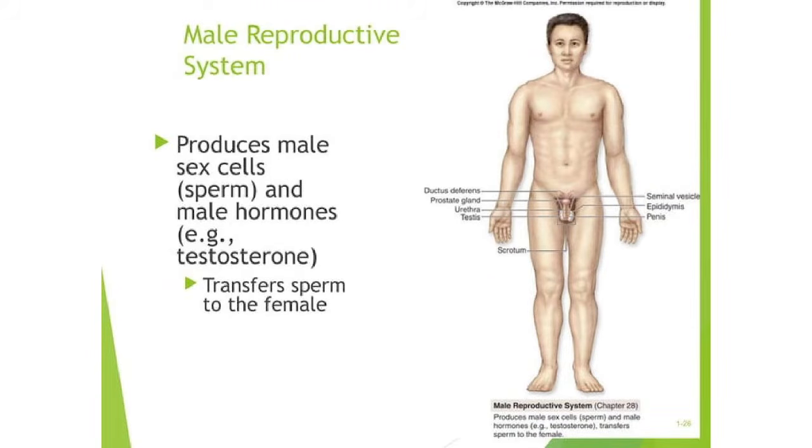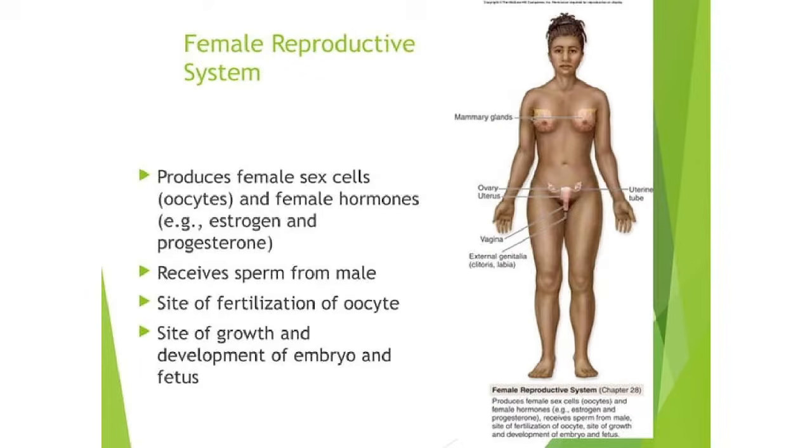Next one, male reproductive system, which helps in having children. If there is any problem or any hormonal problem, we should know that. Okay. Next, female reproductive system.